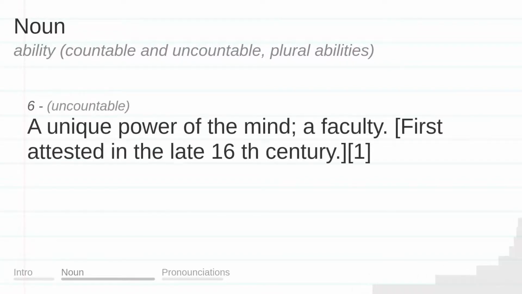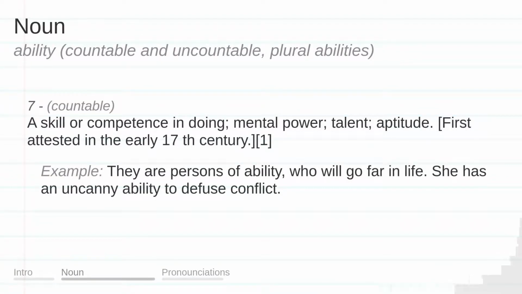1. A unique power of the mind. A faculty. First attested in the late 16th century. 1. A skill or competence in doing, mental power, talent, aptitude. First attested in the early 17th century. 1. Example. They are persons of ability, who will go far in life. She has an uncanny ability to diffuse conflict.